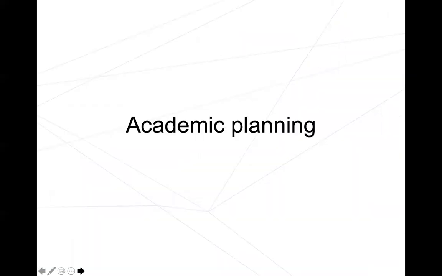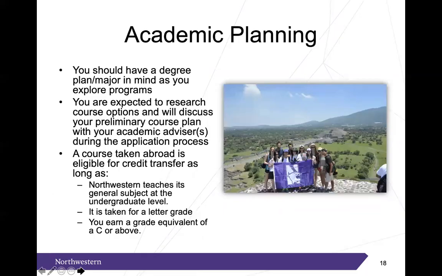Moving on to academic planning. Students should have a degree plan or major in mind as they explore programs for their study abroad term. You are expected to research course options, and you will have to discuss your preliminary course plan with your academic advisors during the application process. Last but not least, a course taken abroad is eligible for credit as long as Northwestern teaches its general subject at the undergrad level. It's taken for a letter grade. You earn a grade equivalent of a C or above.